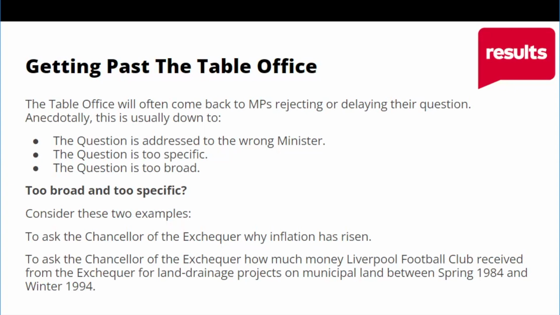The question is too specific, or the question is too broad, and I've expanded on this a bit below, because how can a question be too specific versus too broad? I've written two examples off the top of my head. To ask the Chancellor of the Exchequer why inflation has risen is such a broad question. The Chancellor isn't going to be able to respond to that in a single paragraph, so the table office will push back and say it's too broad and you need to be a bit more specific. But equally, to ask the Chancellor of the Exchequer how much money Liverpool Football Club received from the Exchequer for land drainage projects on municipal land between spring '84 and winter '94.